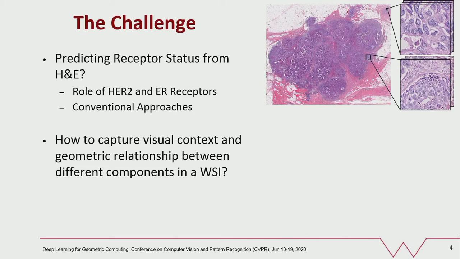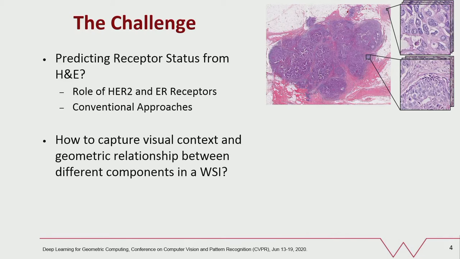Typically, it is not possible for pathologists to use these images for determining receptor status, and specialized additional tests are required. The predictive value of using H&E stained whole slide images for this purpose is being realized, and the development of machine learning methods for various diagnostic problems in computational pathology in general is a very active area of research.